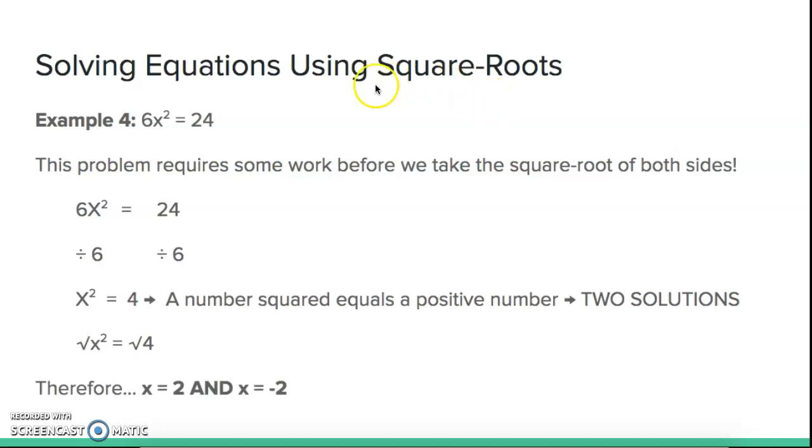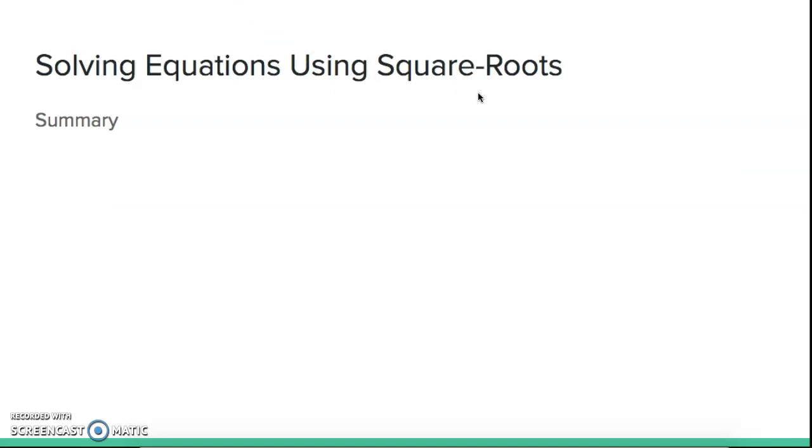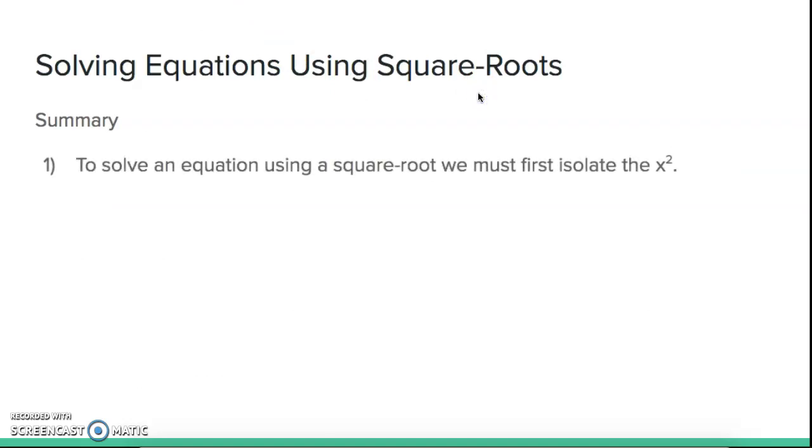So all of these problems are done very similarly. The trick is understanding how many solutions we might have. So to summarize our learning, here's what we know. Number 1, if we're going to solve an equation using a square root, we must first isolate the x squared. That's what we saw in examples 2, 3, and 4.